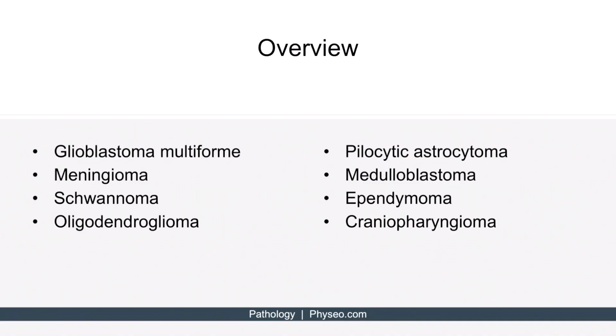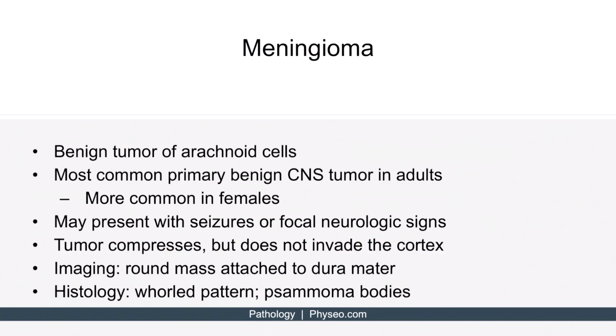All right, now let's discuss meningioma. This is a benign tumor of arachnoid cells. It's the most common primary benign CNS tumor in adults, especially in females. Patients may present with seizures or focal neurologic signs, depending on the area involved. This occurs because the tumor compresses but does not invade the cortex, and this puts pressure on vital structures leading to seizures and focal neurologic signs.